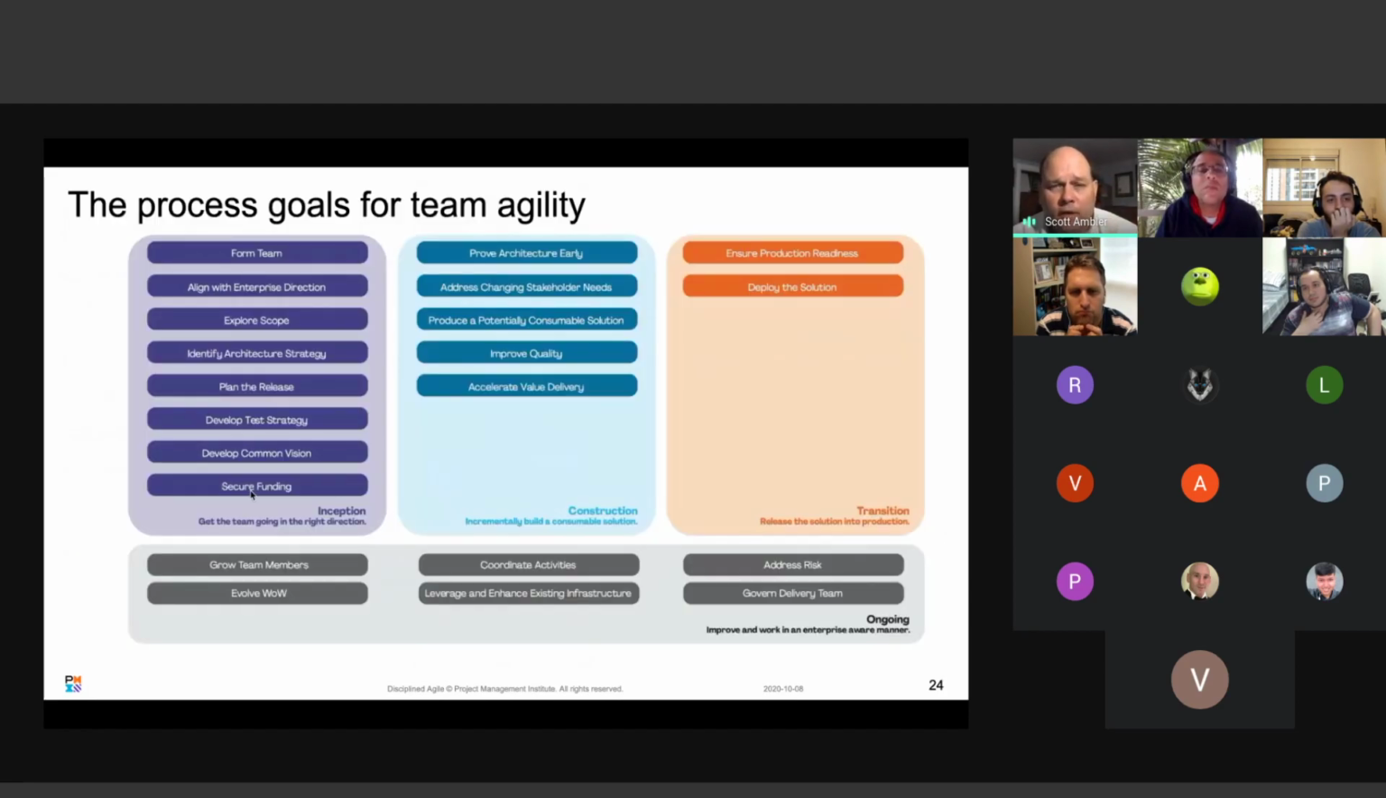Okay, so how do we do that? This diagram is a summary of what we call the process goals for team agility. So these are the types of activities, the types of process goals or outcomes that you need to achieve as a team in order to be successful.